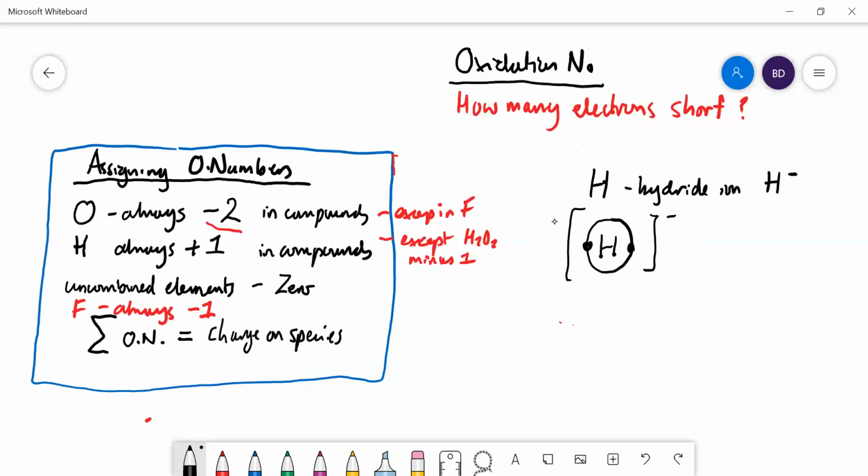Well, it doesn't form very often, because if you think about it, you are sticking a whole extra electron onto a tiny little hydrogen. So that extra charge hasn't got much space to spread out. So, okay, it's a very high charge density.